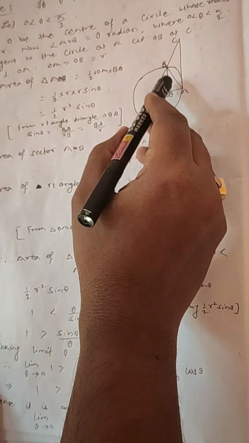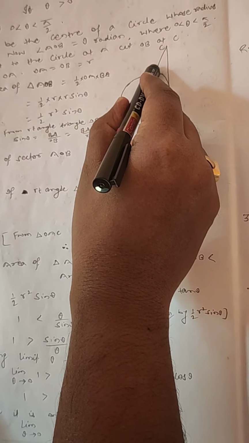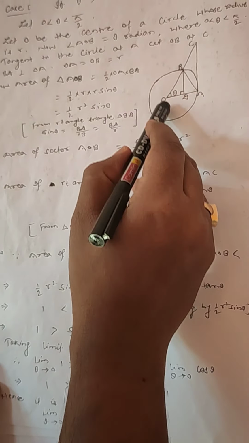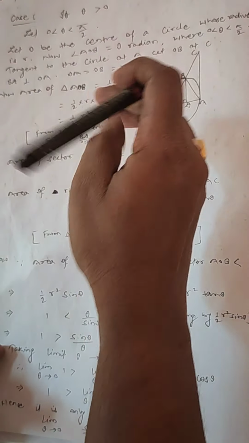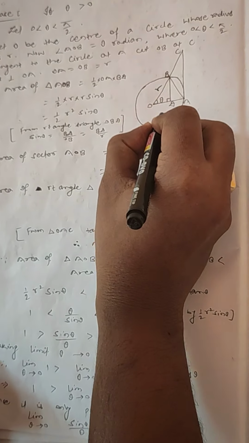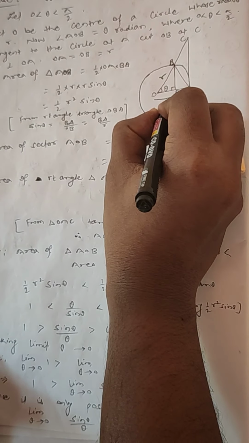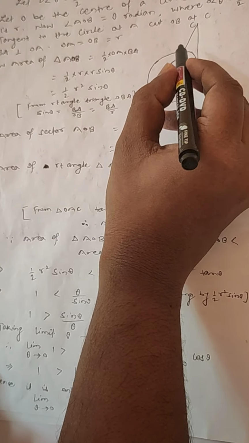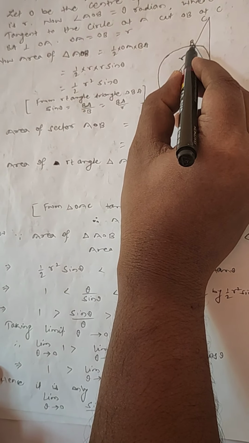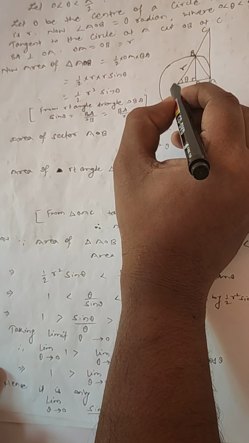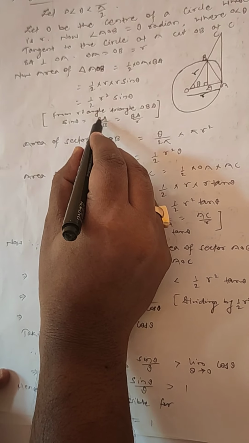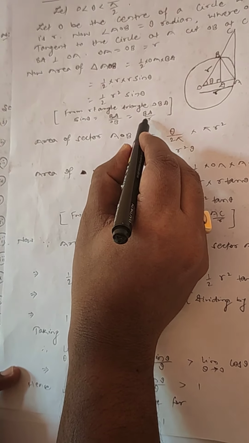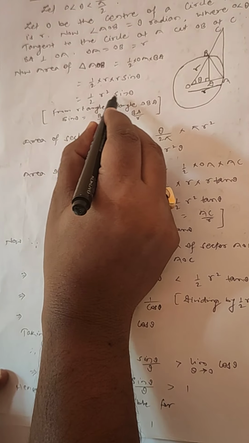How can we get the value from triangle OBD? Triangle OBD is a right angle triangle and this distance is R. From triangle OBD, sin theta equals perpendicular by hypotenuse, BD by OB, BD by R, and that gives us BD equals R sin theta.